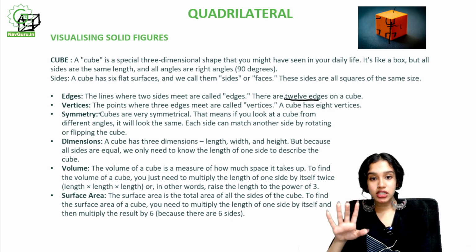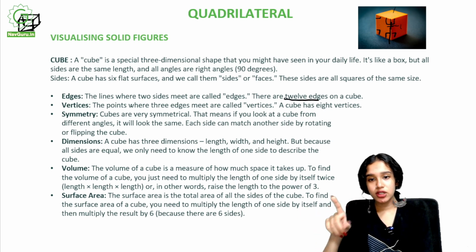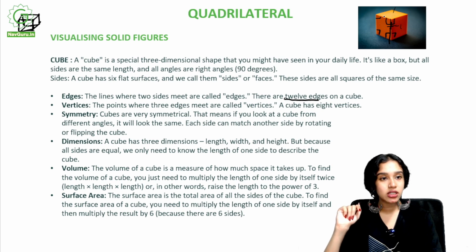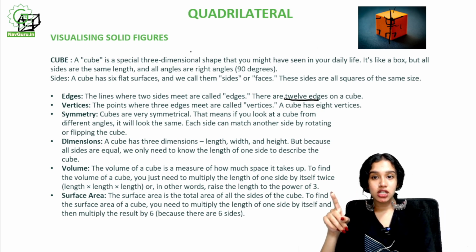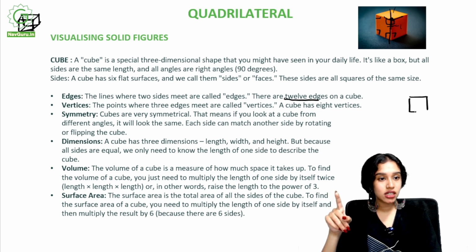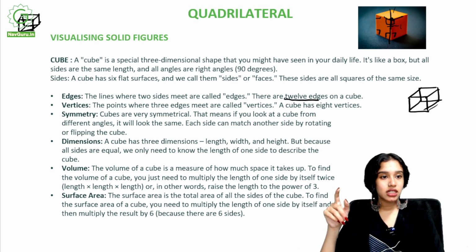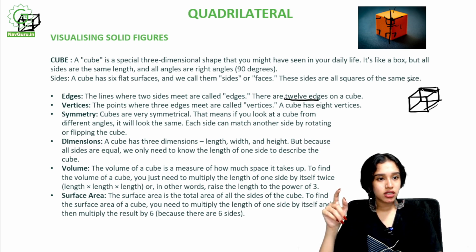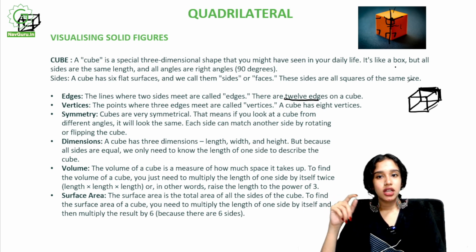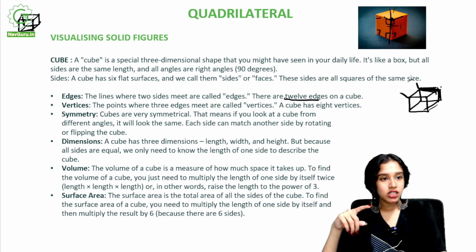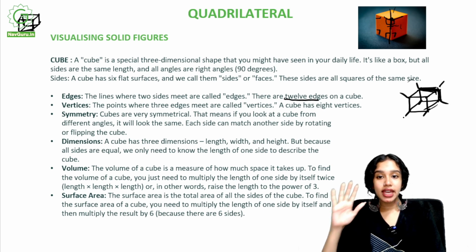Now vertices. Vertices is the plural form of vertex. The points where 3 edges meet are called a vertex. So we have 1 edge, 2 edge and 3 edge. They meet at a point, it's called a vertex. A cube has 8 vertices. How does it happen? Let's say this is a cube. It mostly looks like a cuboid, but still let's say that it's closer. Now it looks like a cube, I hope. Now let's say that we have one vertex here, second, third, fourth, and the same goes to the bottom, 5, 6, 7 and 8. So we have 8 vertices.